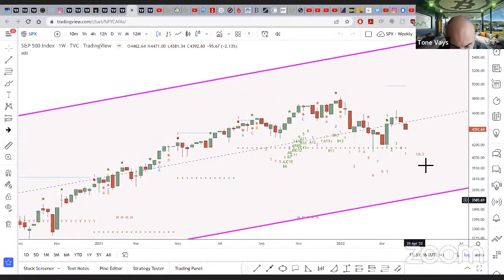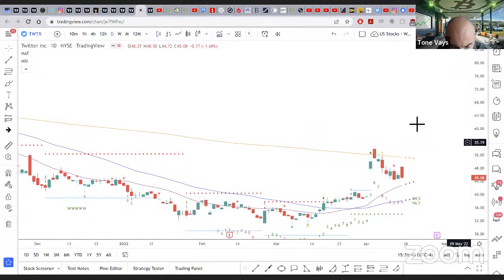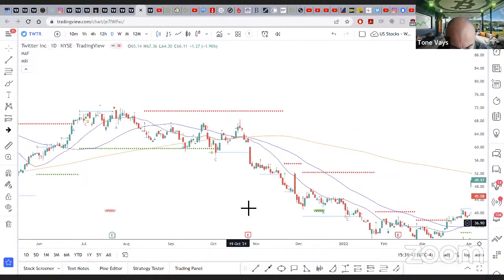Weekly chart depends on the daily chart. I'm going to not have much of an opinion. I want to have an opinion on Twitter. Twitter is hilarious. So I needed to mark Cathie Wood, right?